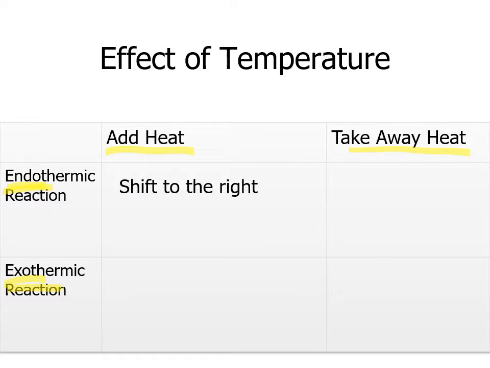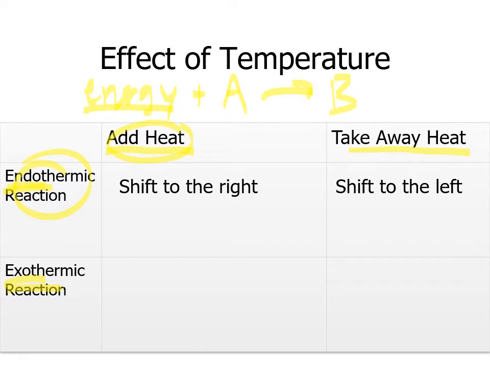So if you add heat to an endothermic reaction, remember endothermic has the energy term on the left, so if we had energy plus whatever the reactant is, A, in equilibrium with B, so we have an endothermic reaction. If we add heat to that system while it's at equilibrium, it's going to be shifting towards the right to produce more product, and in doing so, it'll use up some of that energy until equilibrium is reestablished.